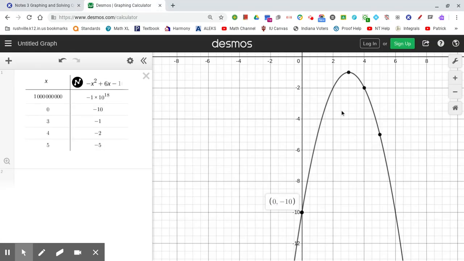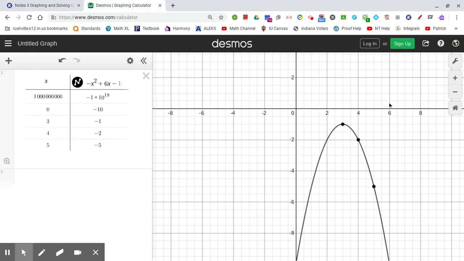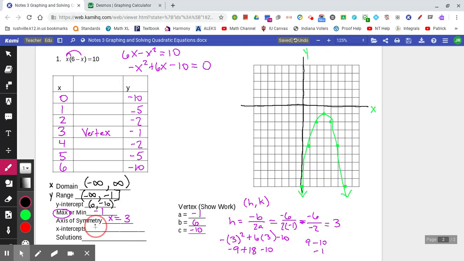X-intercepts: where does the graph cross the x-axis? And actually, this graph does not cross the x-axis. So that means that there are no x-intercepts. So I'm going to put none. Solutions then: how many times, where does it cross the x-axis? It doesn't. So I can't just put no solutions. It's going to be no real solutions.